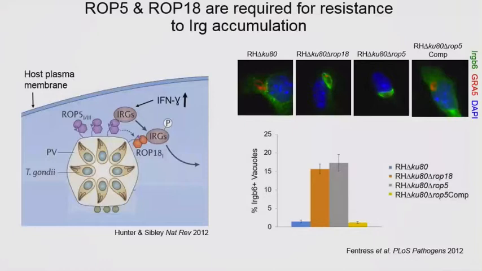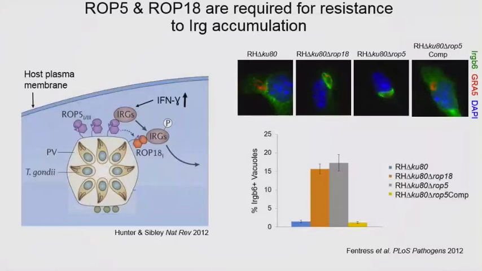Rhop5 actually recognizes these host immune-related GTPases. These are host proteins that are upregulated upon interferon gamma stimulation. So once the host realizes it's been infected, it mounts an immune response. You get interferon production and a host of genes that are expressed. Some of these are IRGs. What they do is they try to traffic to non-host vacuoles and kill them.